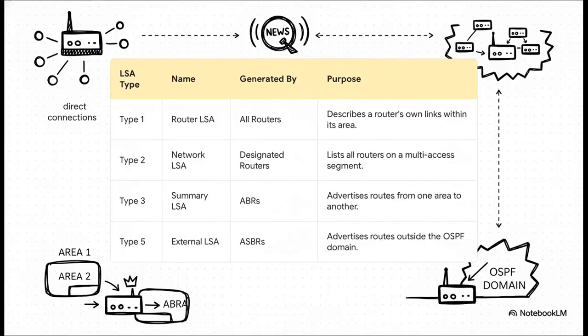So these updates, they're called link state advertisements, or LSAs. You can think of them as different types of news bulletins. A Type 1 LSA is just a router saying, hey, here are my direct connections. A Type 2 LSA is that designated router announcing, okay, everyone, here's the list of who is on our shared network. And then you've got Type 3 and 5 LSAs, which are sent by those special ABR and ASBR routers to share summarized info about other areas or the world outside.